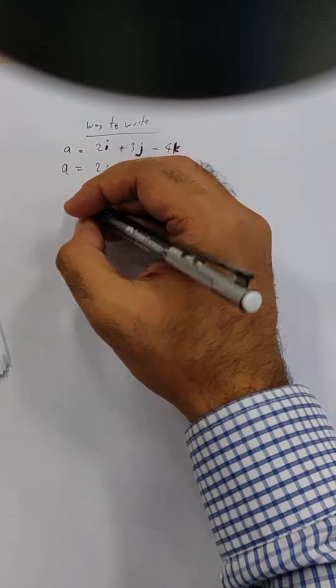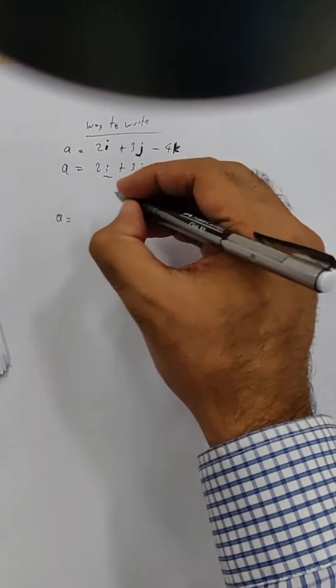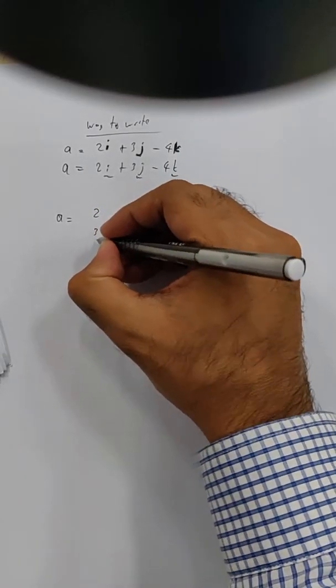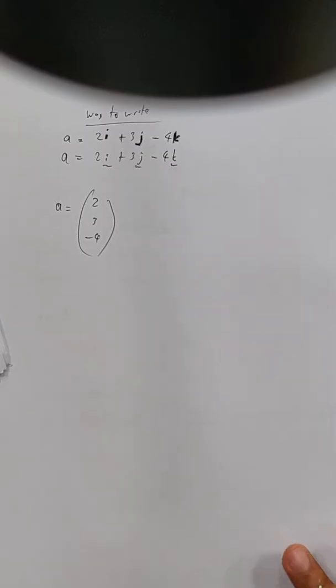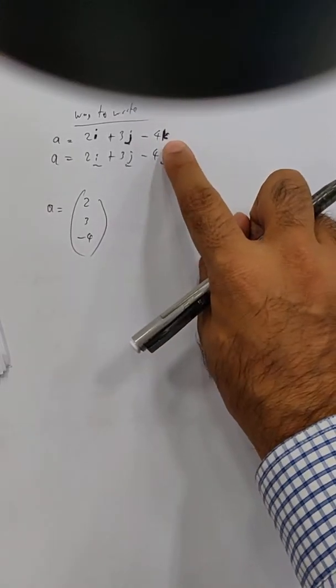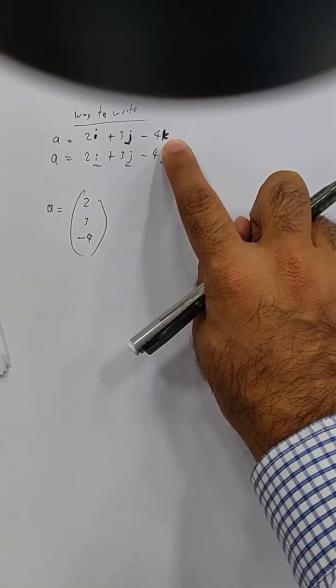But I prefer the third way to write down vectors, which is this: A equals (2, 3, -4). I prefer this style instead. Okay, that's not much of a problem. Just this way is not really a good way to write in exams. The wiggly is a good way.